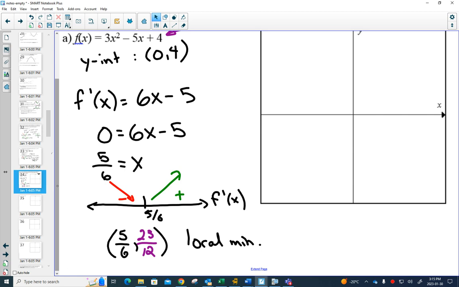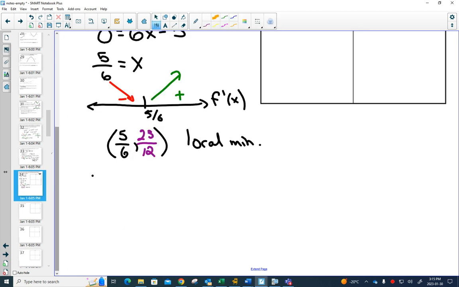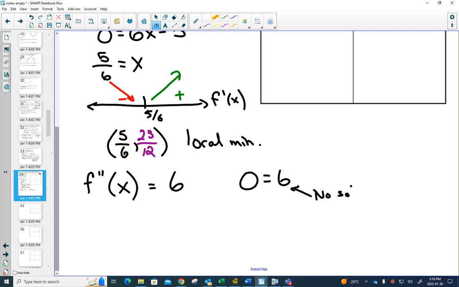After finding our local minimum, we find our second derivative. In this case, it's equal to 6. Take your first derivative, find the derivative of it. Normally, we would set our second derivative equal to 0 and solve. How are we doing? 0 equals 6. Okay, I hope you can recognize this is not possible. There's no solution to this. As hard as you can try, 0 is not equal to 6.